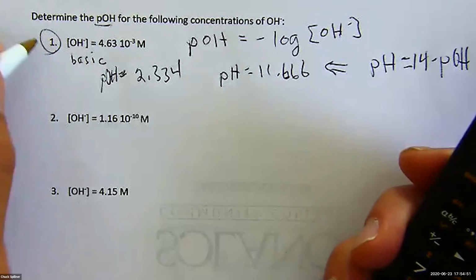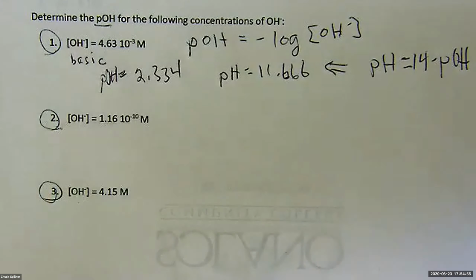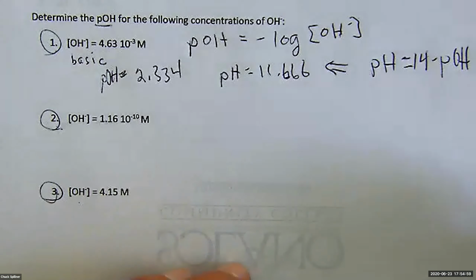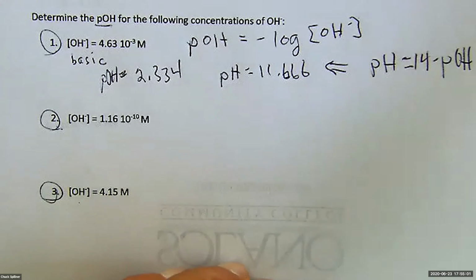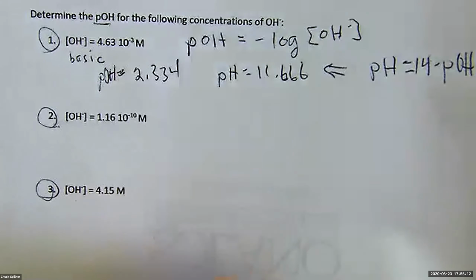So I took care of that one. I want you guys to do numbers 2 and 3. And if you have any questions, let me know. I think these are pretty straightforward calculations. Also label these solutions at these different pH and pOH concentrations as acidic or basic.